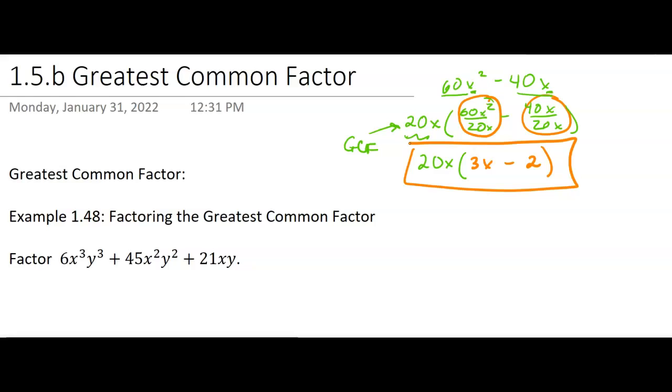Okay? So greatest common factor, or GCF, it's the largest expression that goes into each term. Okay, so that might be kind of unclear. Okay, but I'll give you another example.